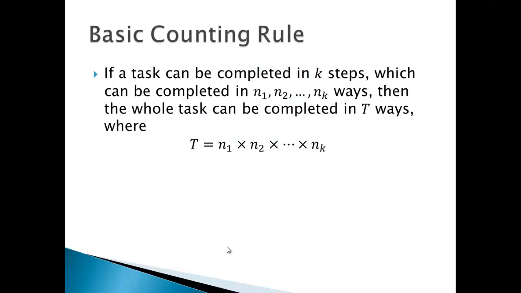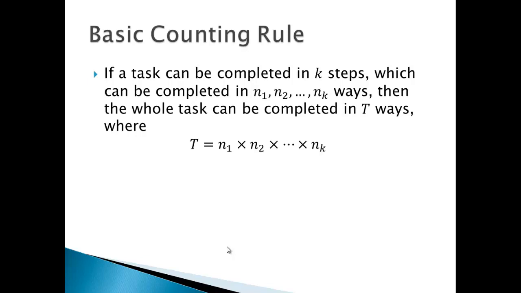Now, this basic counting rule applies even if there is more than 2 steps possible. If a task can be completed in, say, 3 or 5 steps, we would proceed in exactly the same way. We'd compute the number of ways to do each one of those steps, take the product, and that's the total number of ways to do the overall task.